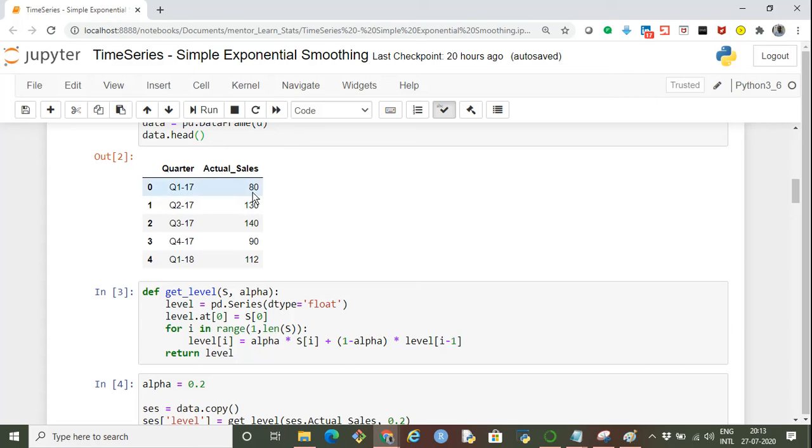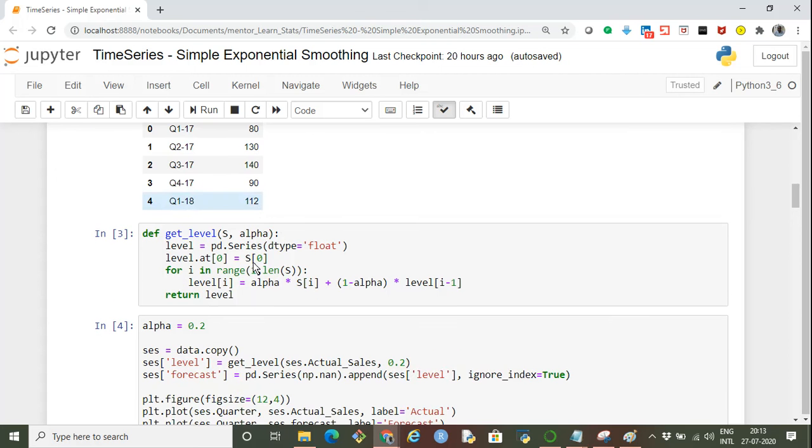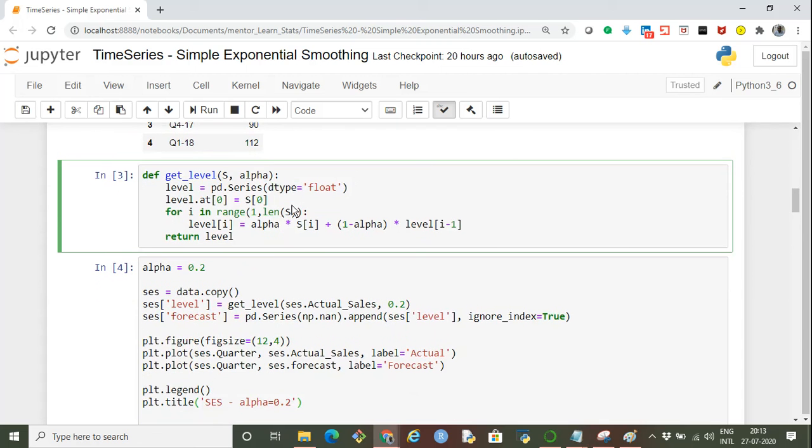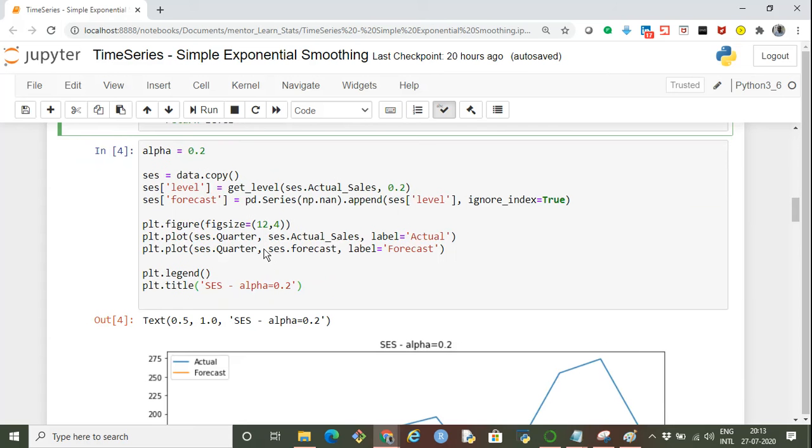So in this case, there will be another column called level, for example. That level will have a first value of 80, and the next value will be alpha times 130 plus 1 minus alpha times 80, because 80 is the first value of the level. So using this, I'm calculating the level for each of these. And then the forecast at time period t plus 1 is nothing but the level at that particular time period.